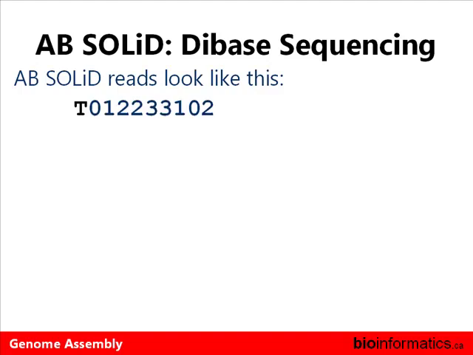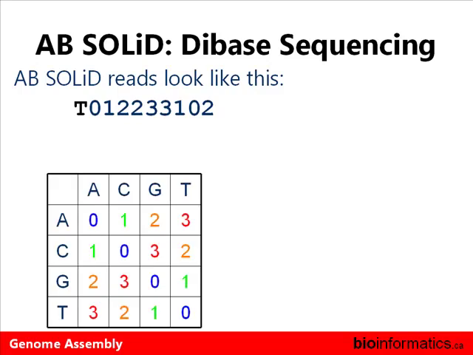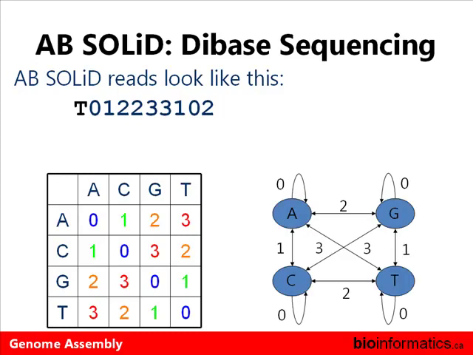This is how I explain color space in a slightly different way, because that's how I actually understood it. This is what the color space read looks like. It's a letter followed by a whole bunch of numbers. The letter is part of the linker, which joins the DNA to the slide. So it's actually known. You know what it'll start with. And then you have a whole bunch of numbers. Francis tried to explain it to you using this table, which is what ABI gives you. In case you haven't gotten this from the first part of my talk, I like graphs. So instead of using tables, I prefer to think of graphs.